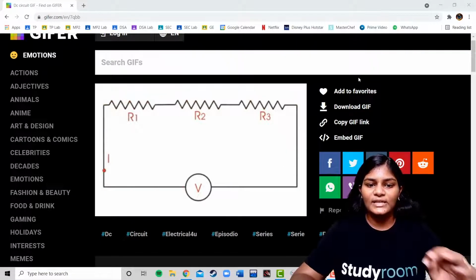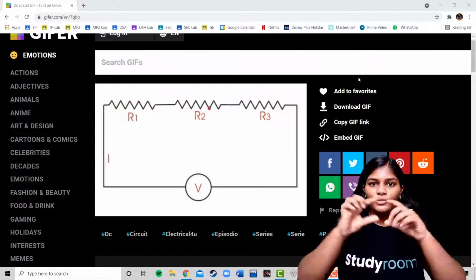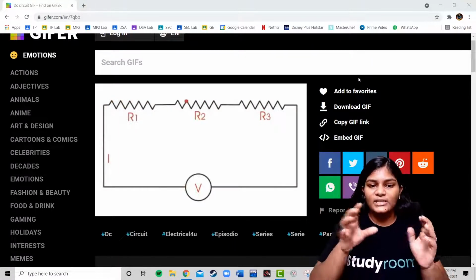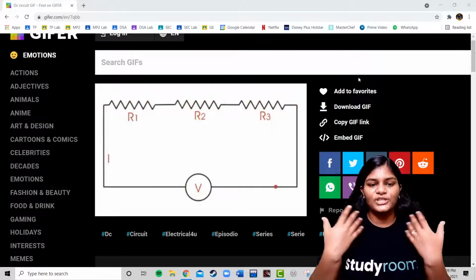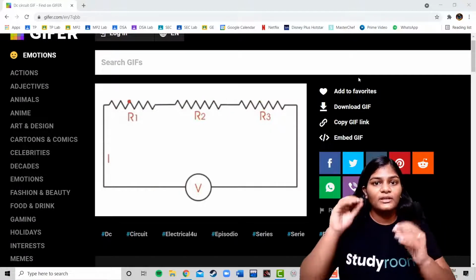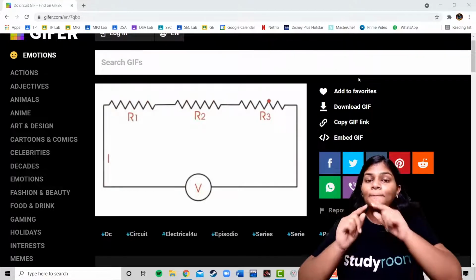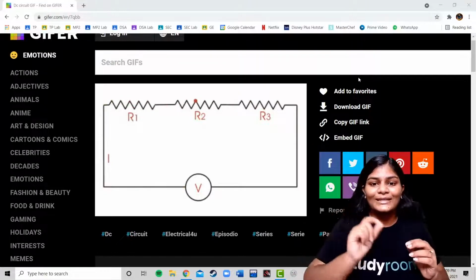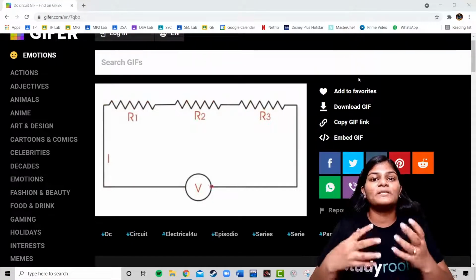Okay. So in this animated video, you can see that the battery, the V that is connected, is actually the battery. And there the potential difference is being generated. Because of the potential difference, current flows, right? So you can see that little red dot is actually representing the current.